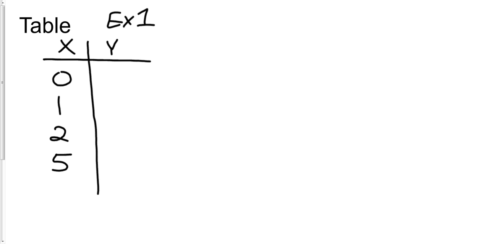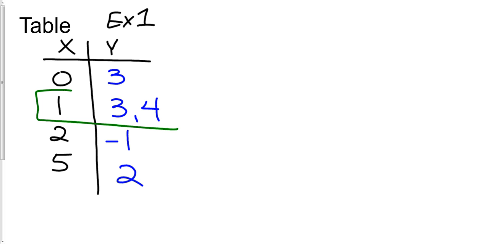Now in the y column, we're going to pair them up. So the 0 was paired with the 3. The 1 was paired with both a 3 and a 4. The 2 was paired with a -1. And the 5 was paired with a 2. So you'll notice that we put our x values in order, but our y values had to be paired with our x values, so the y values won't necessarily be in order. Once again, you notice this is one that was not a function, so we can see here that the 1 in the x column is paired with 2 different y values. Okay, so this is the key that tells us this is not a function.